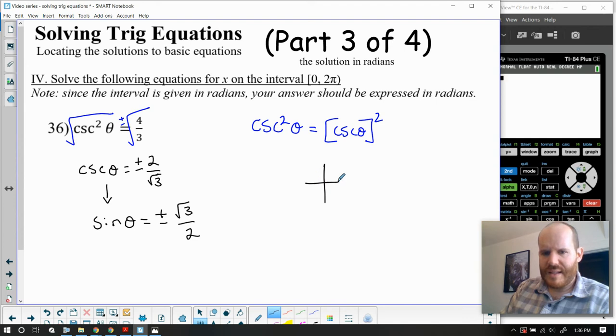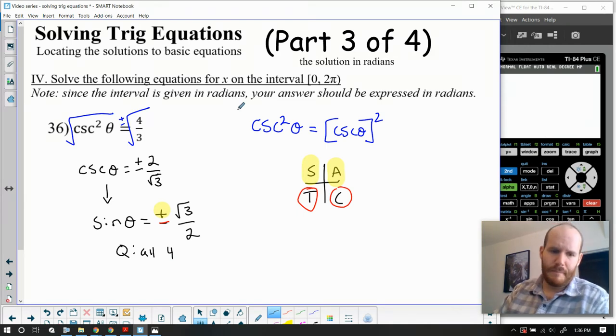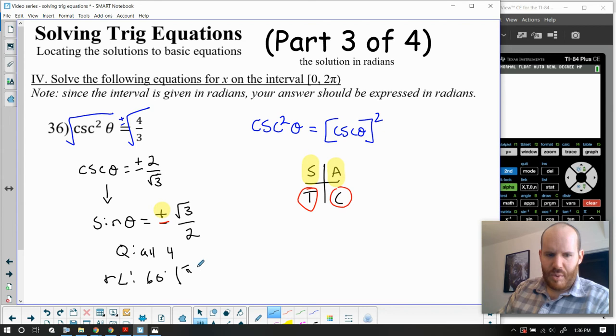This one's kind of interesting because I have both positive and negative values. If I think about ASTC, the positive values will be quadrant 1 and quadrant 2, but the negative values will be quadrant 3 and quadrant 4. So in this particular example, I could be in all 4 quadrants, which means I expect 4 answers to this problem. The next thing I need to do is interpret the reference angle. Root 3 over 2 is a 60-degree angle, or, since we are working in radians, pi over 3. So I have to place pi over 3 in all 4 quadrants.